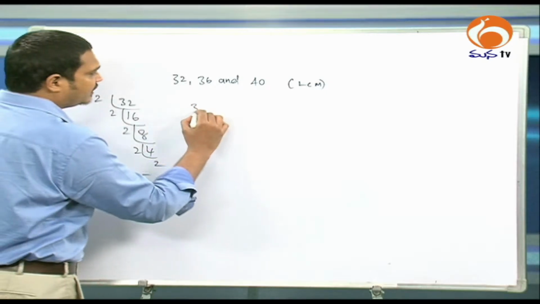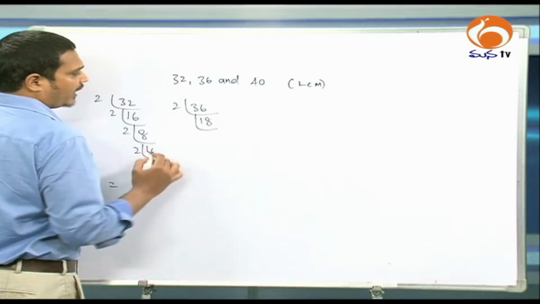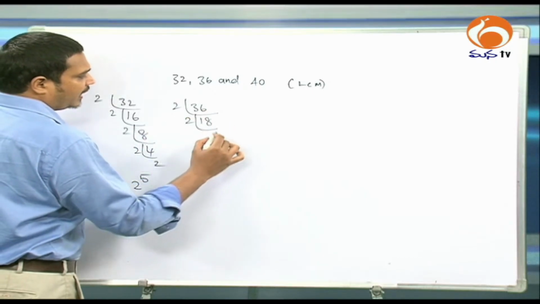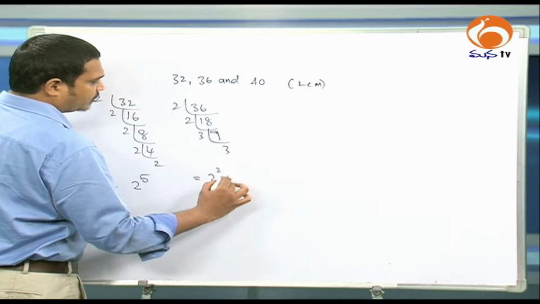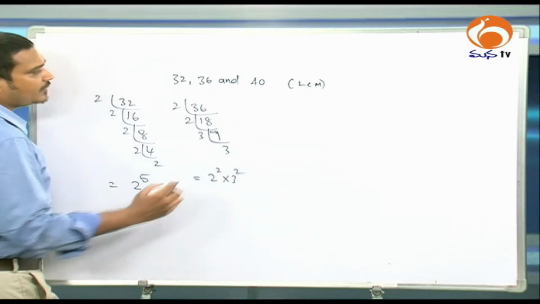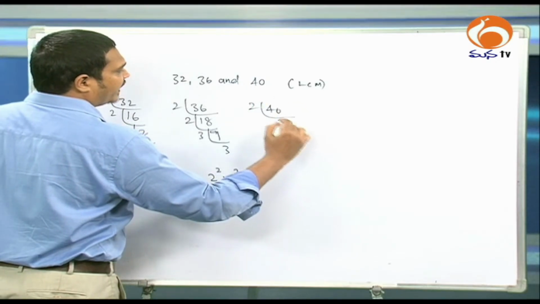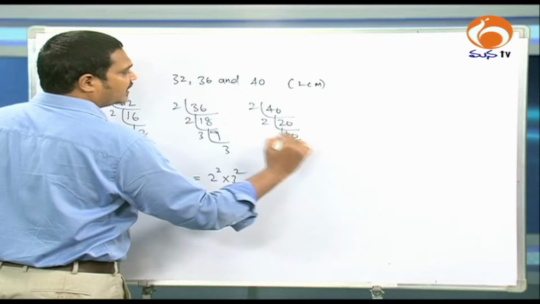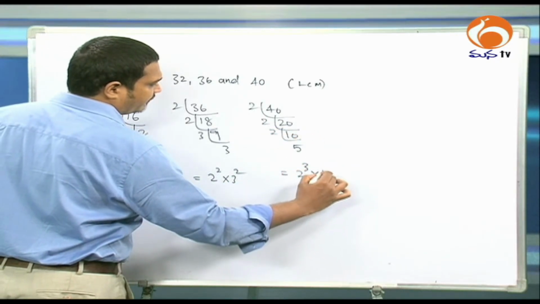Now let's start with 36. So 2 and then here it is 18. Now let's start with 2 again and then 9 and then 3 and then 3. Here it's going to be 2 power 2 into 3 power 2. Now let's start with 40 and here it is 2, it's 20, 2, 10, 2, 5. Fantastic. Now it is 2 power 3 into 5.